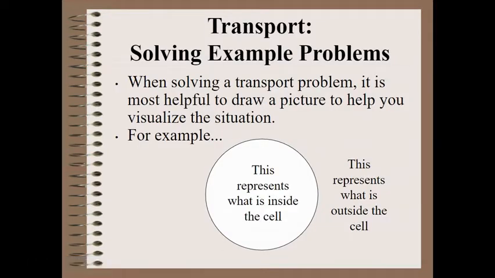One thing that we'll be doing as we talk about transport is solving example problems. And so when solving a transport problem, it's most helpful to draw a picture to help you visualize the situation. Because once you're able to visualize the situation, it's going to be a lot easier to determine what's moving and in what direction. So in drawing a picture, you would draw like a circle to represent what is inside the cell, and then anything outside of the circle would represent what's outside of the cell.